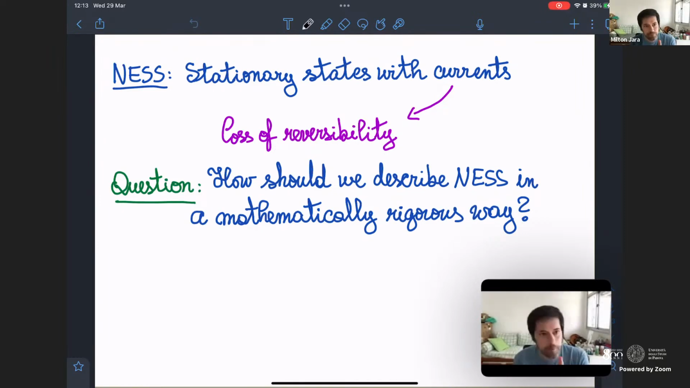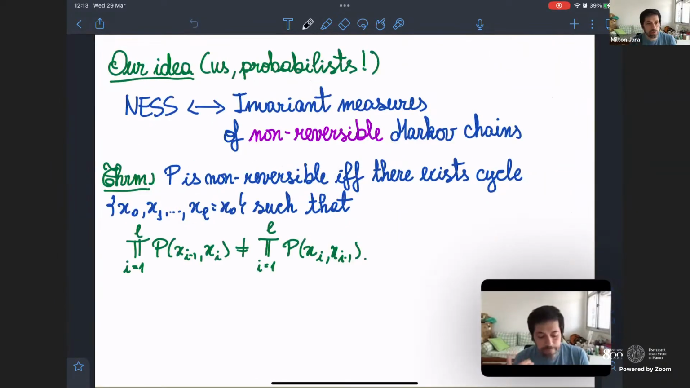So there is a way in which one can understand this non-equilibrium stationary state, which is kind of, in a sense, a negative way. Okay, so equilibrium stationary states, at least from a thermodynamic point of view, are very close to what we call reversible invariant measures in the realm of Markov processes.